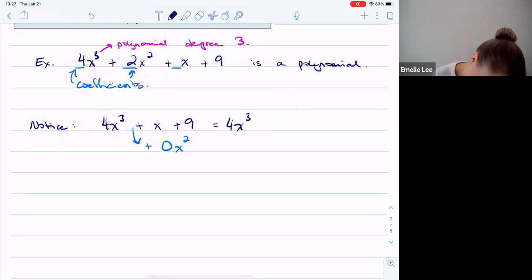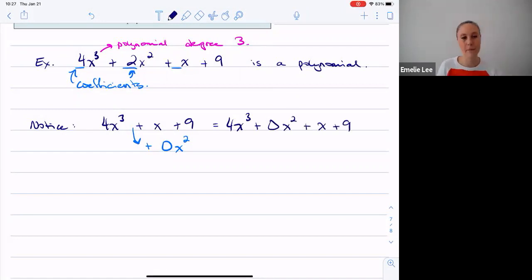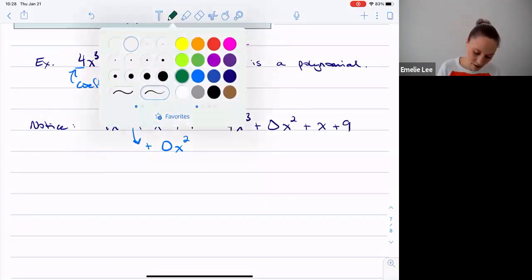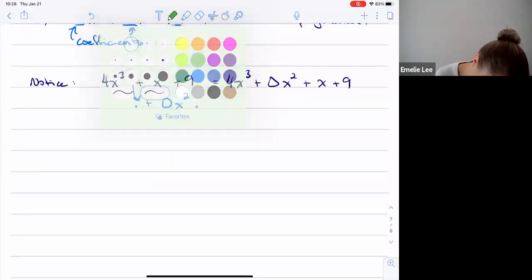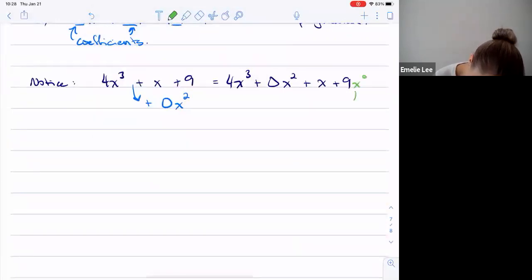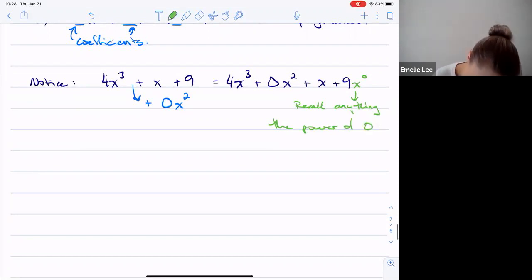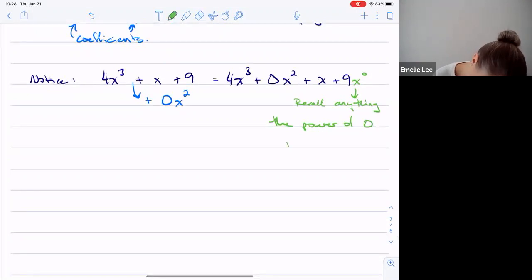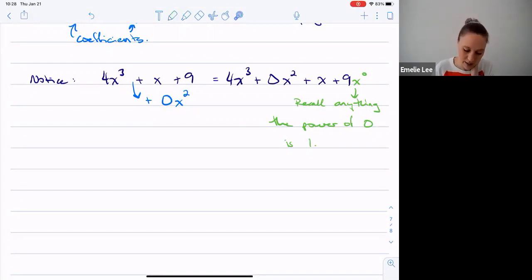So this is the same as 4x to the power of 3 plus 0x to the power of 2 plus x plus 9. And then just remember, technically, times x to the power of 0, but recall anything to the power of 0 is 1. I shouldn't say 0 equals 1. Is 1. Right? 9 times 1 is 9, so we just ditch it. But it is important to recognize that we do have all our powers of x here from 3 to 0 in this case.